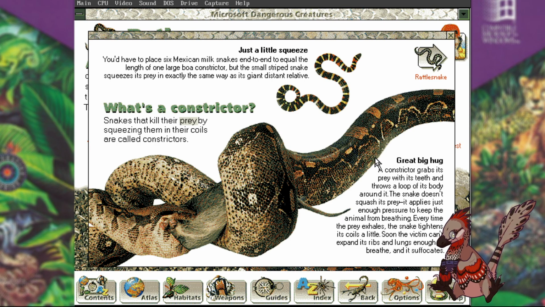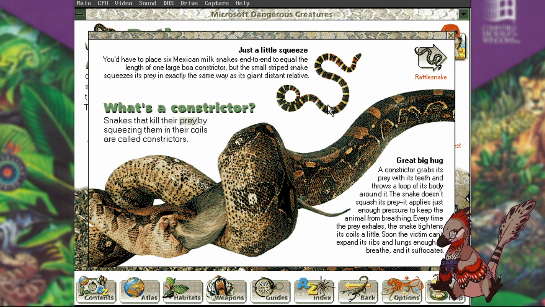Snakes that kill their prey by squeezing them in their coils are called constrictors. Great big hug. I want a great big hug. A constrictor grabs its prey with its teeth and throws a loop of its body around it. The snake doesn't squash its prey, it applies just enough pressure to keep the animal from breathing. Every time the prey exhales, the snake tightens its coils a little. Soon, the victim can't expand its ribs and lungs enough to breathe, and it suffocates.